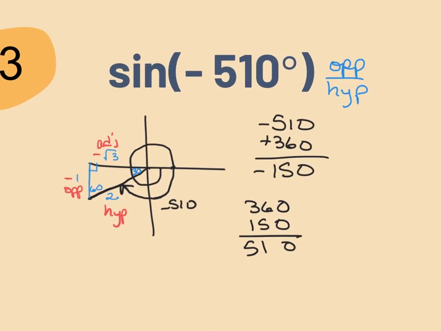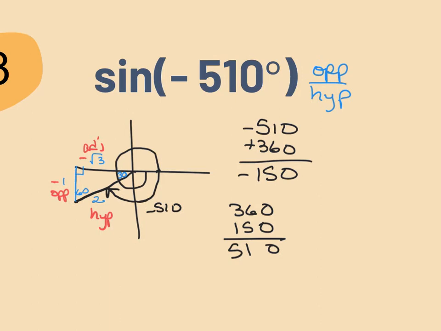Let's fill it into opposite over hypotenuse. So for here, opposite is -1, hypotenuse is 2. So the answer for sine of -510 is -1/2.